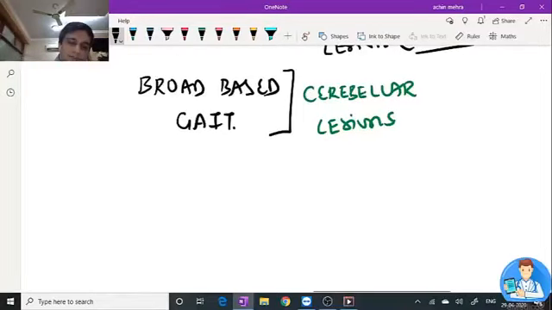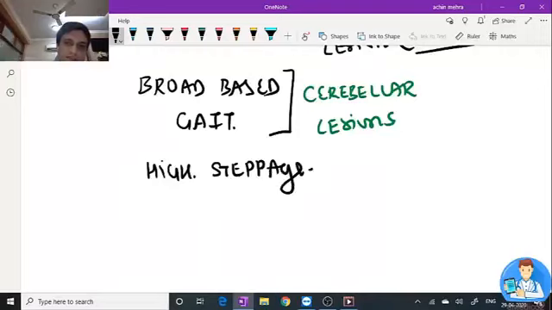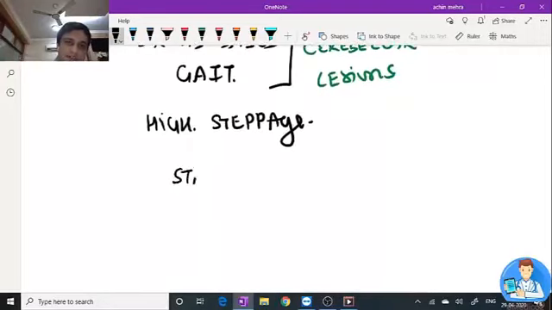Now, apart from this, two more gaits to add here. One is a high steppage gait. The other one is a stamping gait.